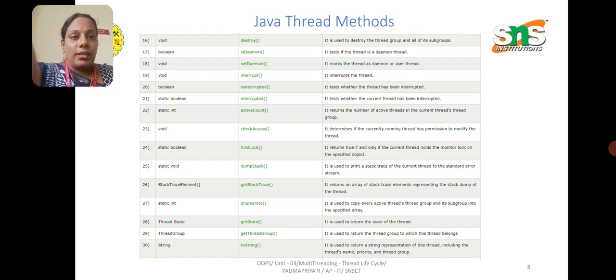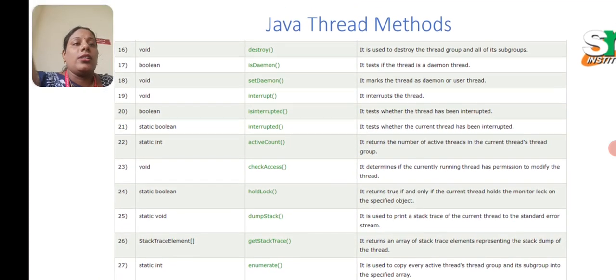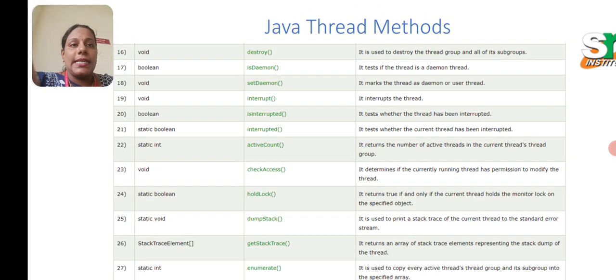Boolean isDaemon. It tests if the thread is a daemon thread. Void setDaemon. It marks the thread as daemon or user thread. Void interrupt. It interrupts the thread. Boolean isInterrupted. It tests whether the thread has been interrupted. Static boolean interrupted. It tests whether the current thread has been interrupted.